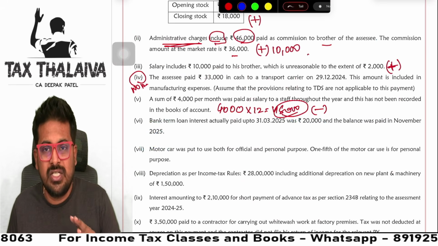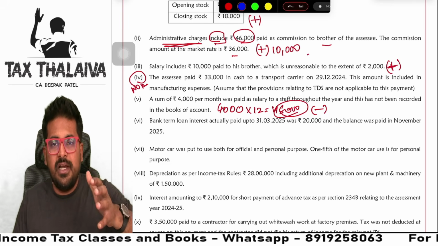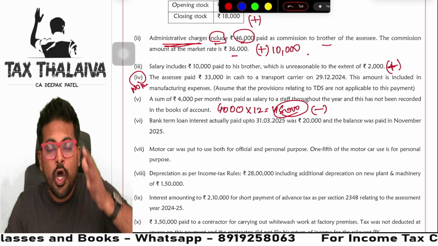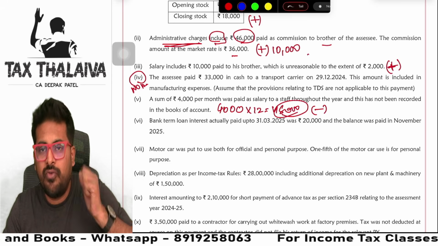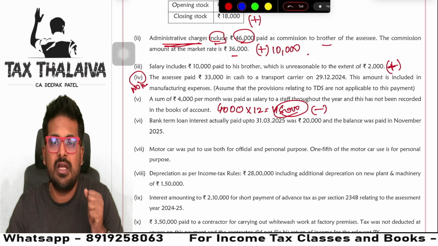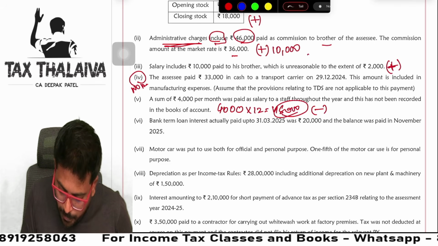Guys, there is a section 43B. It says that especially for those expenditures mentioned under 43B, the payment has to be made on or before the due date of filing of return of income. In case of an individual, the due date of return of income, in a tax audit case also, is 31st of October.